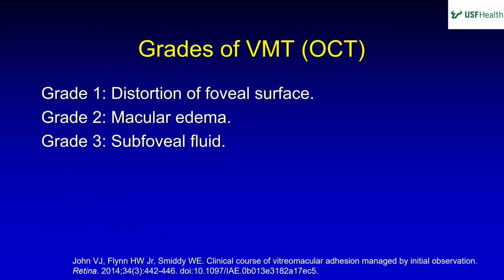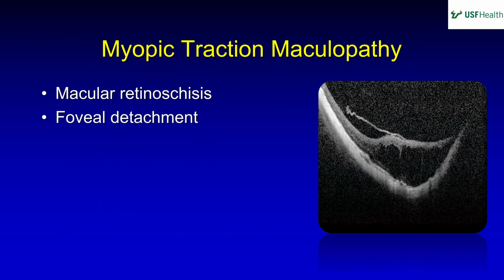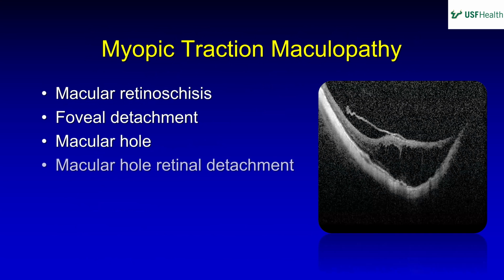So the grades of vitreomacular traction: 1 is a little distortion, 2 is macular edema, and 3 is subfoveal fluid. And then myopic traction maculopathy, it's not in the book, but it's just so vexing, I put it in here. It's macular retinoschisis, foveal detachment. Sometimes they have a macular hole, sometimes they have a macular hole retinal detachment. So it's not staged, but that's kind of where it goes.